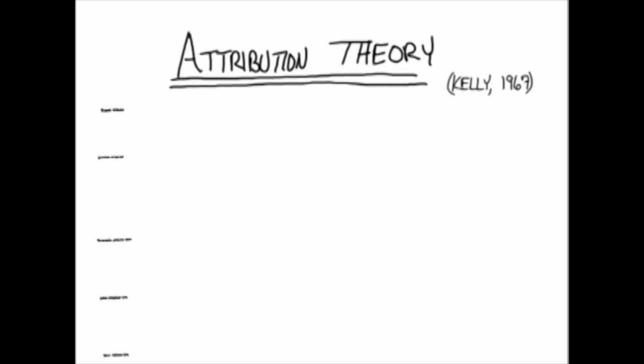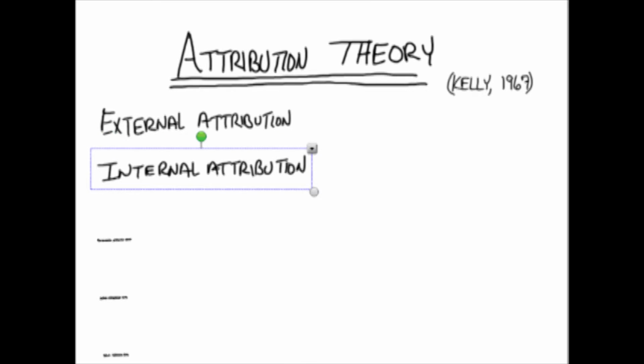So there's two major types of attributions we want to think about right away. In an external attribution, we are saying that the cause of behavior is due to the situation or the environment. In internal attributions, we assign cause to traits, character.